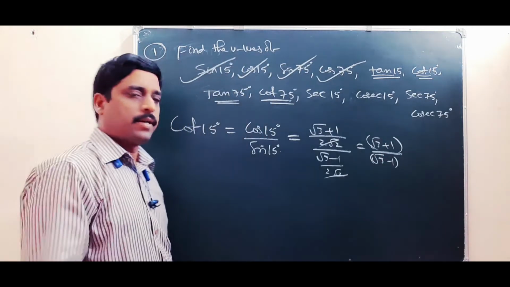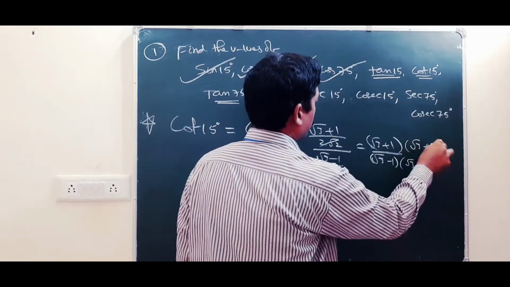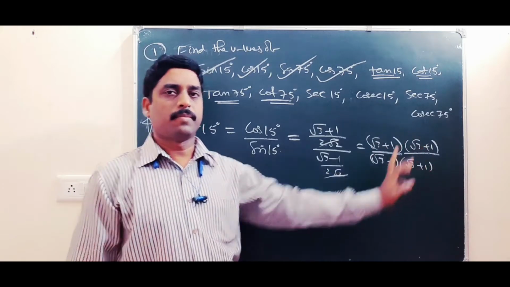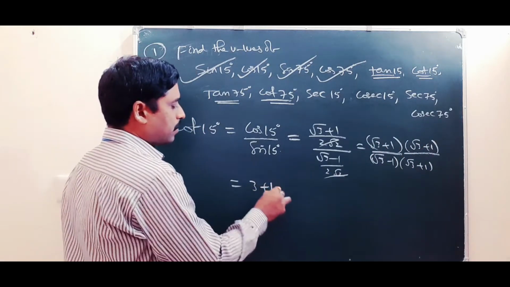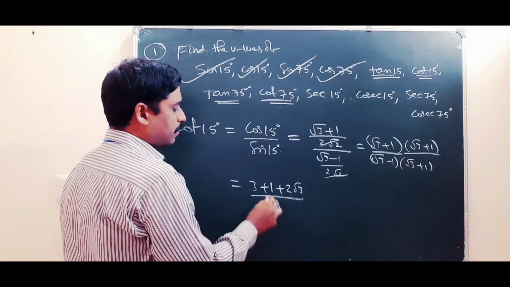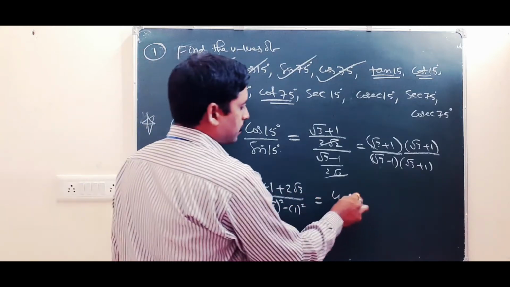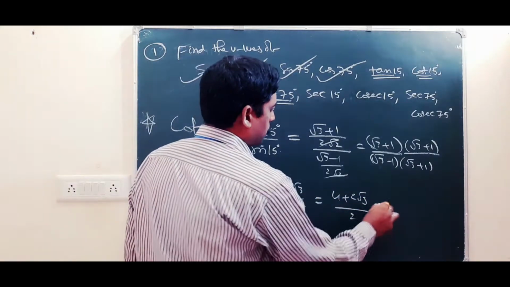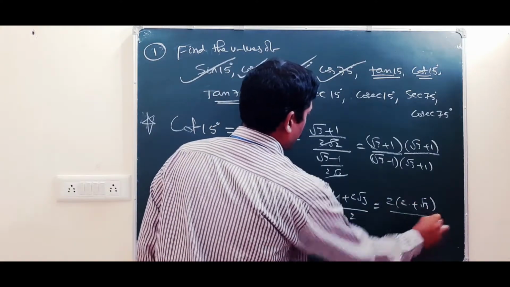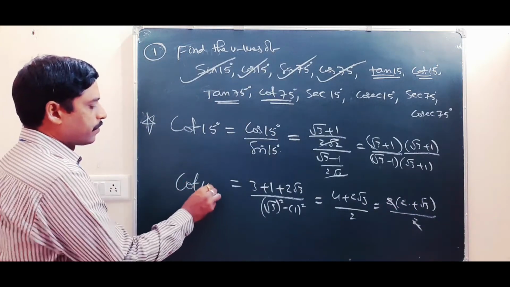So let us do denominator rationalization. Root 3 plus 1, divide and multiply. In the numerator, using the formula a plus b whole square, we get 3 plus 1 plus 2 root 3. In the denominator, a minus b into a plus b is a square minus b square. So 3 plus 1 is 4, so 4 plus 2 root 3 in the numerator, and the denominator is 2. Take 2 common, 2 plus root 3 by 2, and the 2s get cancelled. This is equal to cot 15.